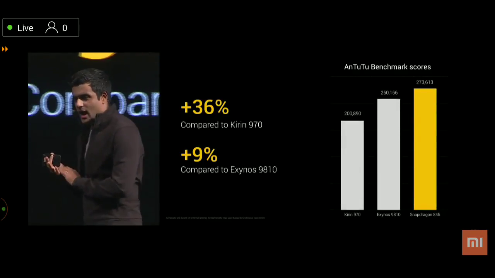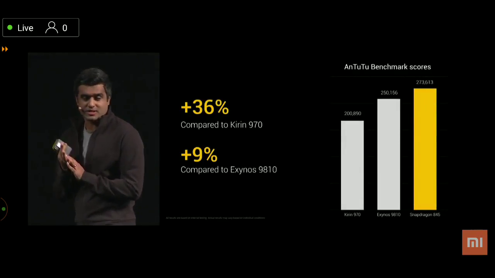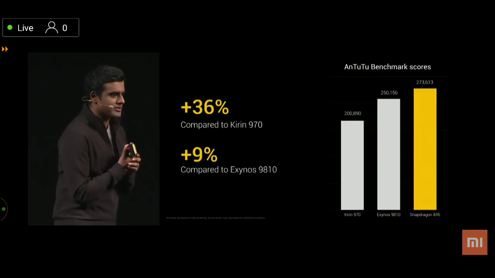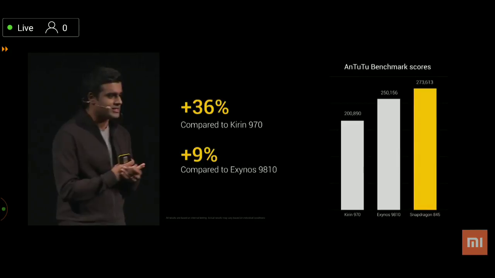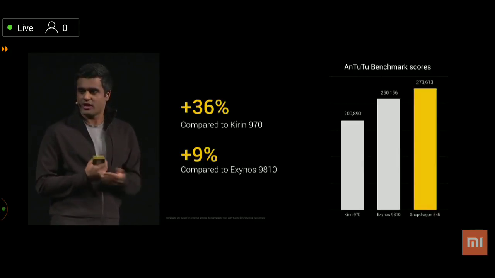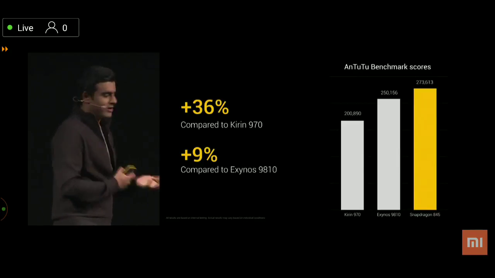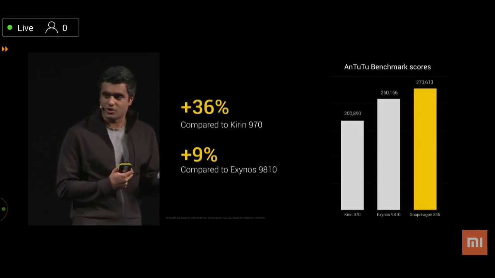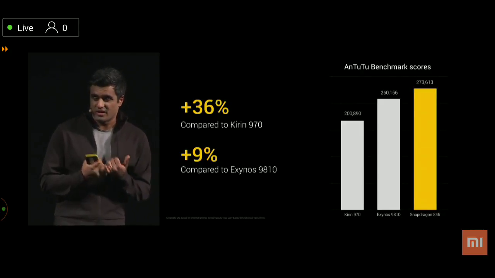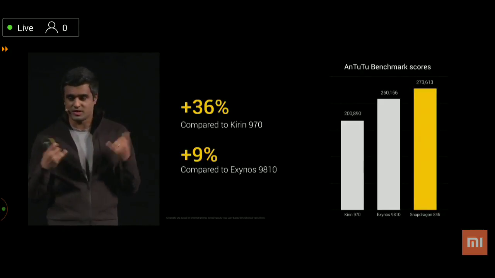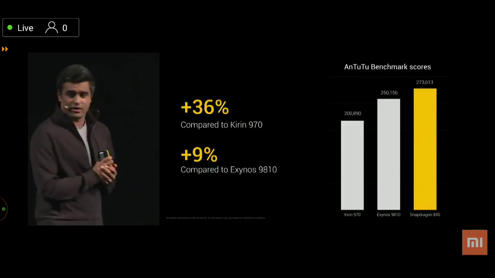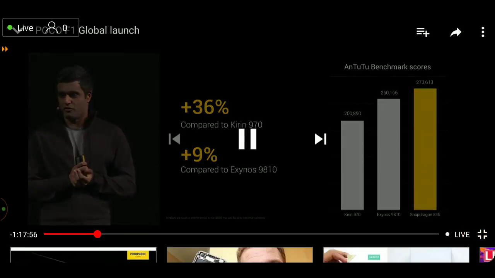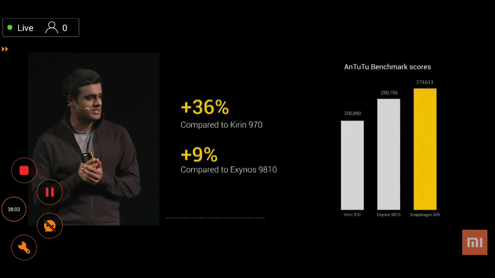So let's look at how Snapdragon 845 stacks up to some of the other Android flagship SoCs. Here's the Kirin 970, the Exynos 9810, and you can see that the Snapdragon 845 performance is better. Here we're showing the Antutu scores. It's about a 10% improvement versus Samsung's chip, and this is what they use in all their flagship devices here in India, and over a 35% improvement when compared to the Kirin 970.